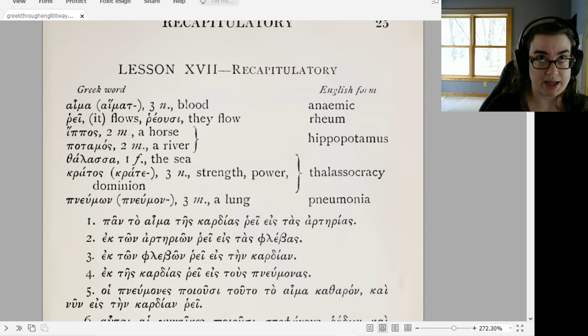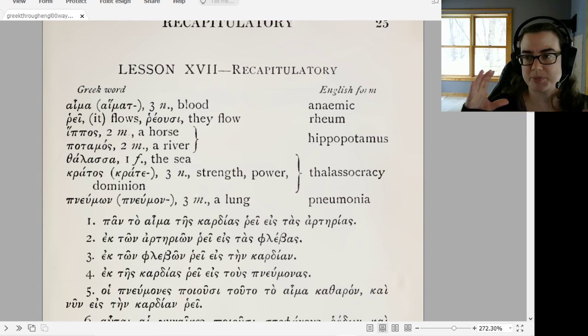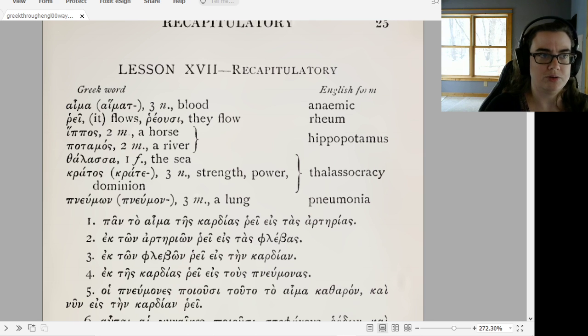Because that alpha nu at the beginning of the word anemic is called the alpha privative, which means this prefix makes the word the opposite of what it means. So, blood, not blood. If you're an anemic, you don't have enough blood or something. Your blood isn't oxygenated enough. Anyway, rheo, it flows. So this is a verb, rheo.